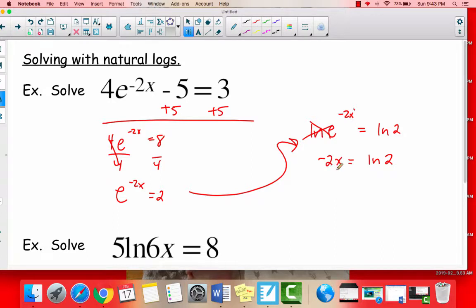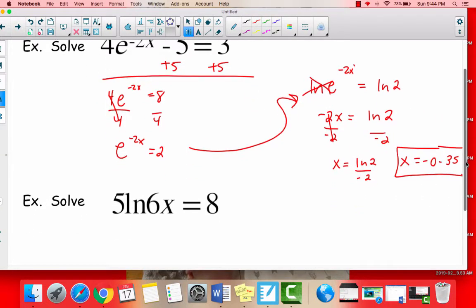And then last step is to divide by negative 2, and that's going to get me x is equal to ln of 2 divided by negative 2, which if you go to your calculator, you should have an ln button. You can type that in and then divide it by negative 2 at the end, and you're going to get that x is equal to negative 0.35. And we're done. Okay, so ln's cancel out e's because they are inverses of each other. Just make sure you take the ln of both sides.